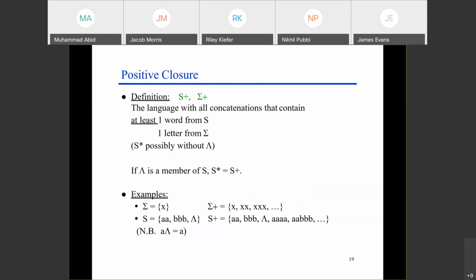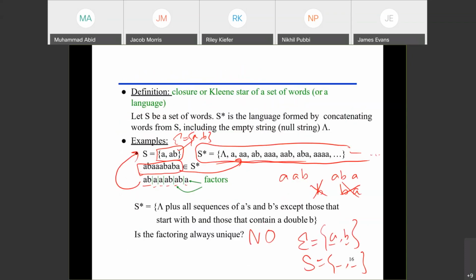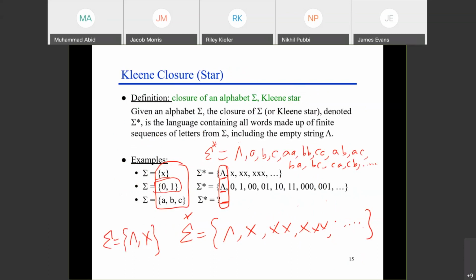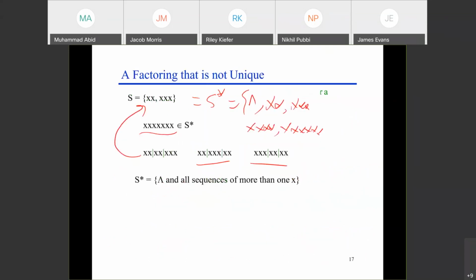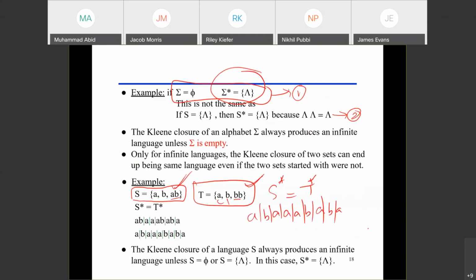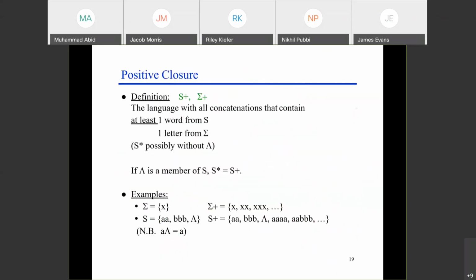Any confusion with the Kleene star? So are we good? So Riley, are we good? Do you understand this concept? Very good. Okay, I'm good too. That's great. Thank you very much.